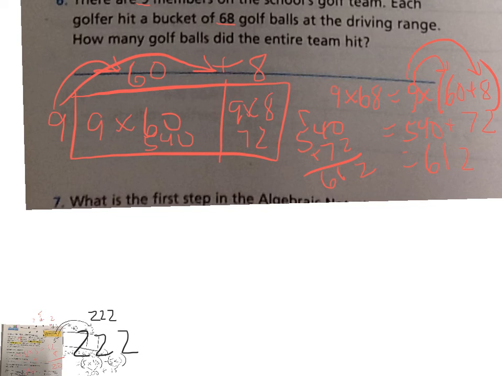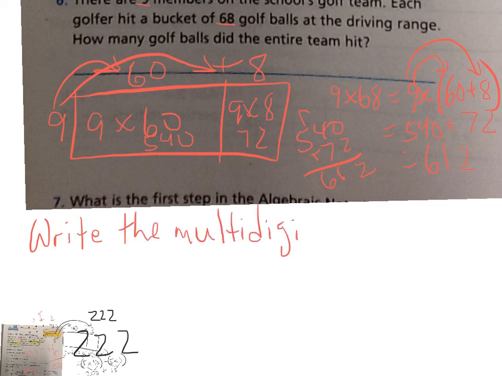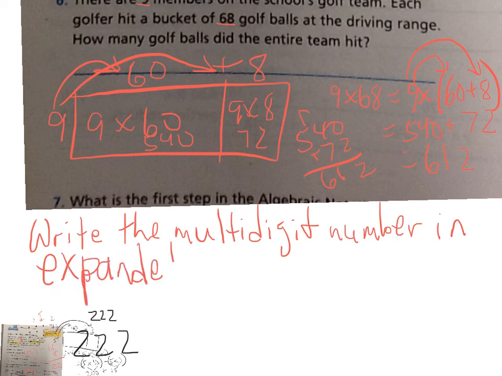So I'm going to write that down here. Write the multi-digit number in expanded form. And that just means this right here. I'll change color of my ink. 60 and 8. Take the multi-digit number, the 68 here, and just break it into expanded form.